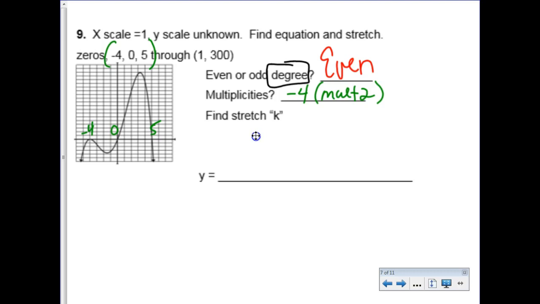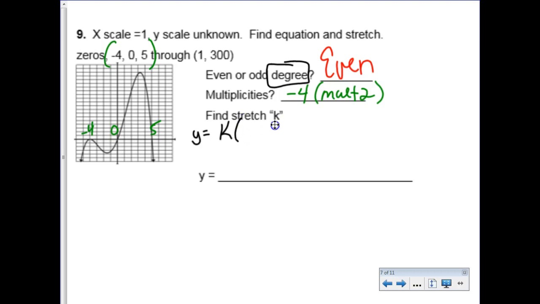So now, this is the fun part. They want you to find k, which is the stretch. So the formula for this even degree polynomial, I'm going to write it here. Y equals, there's some mystery coefficient. I have no idea what it is, but I think I can tell that it's negative. Can you guys tell that it's negative? It's opening upside down, so whatever this k is, it must be something negative.